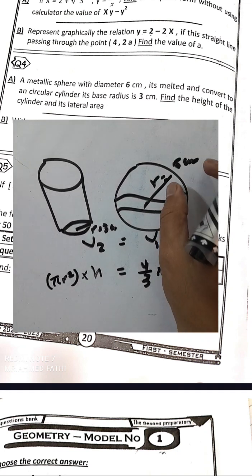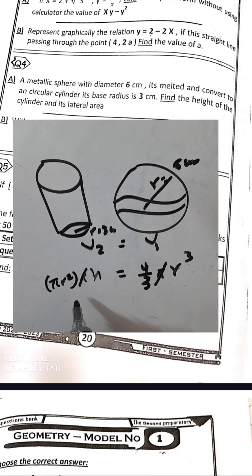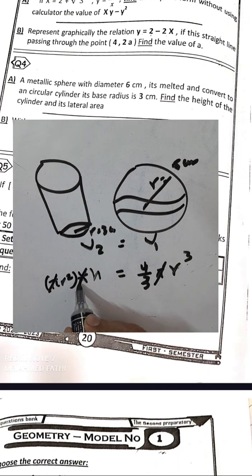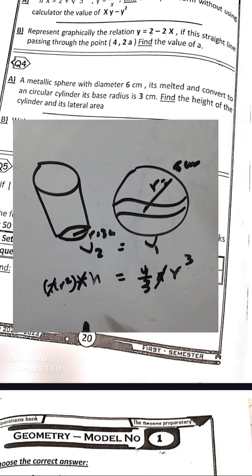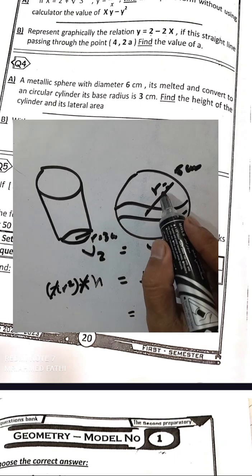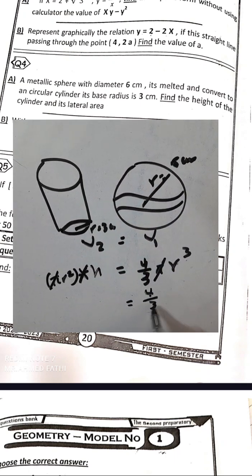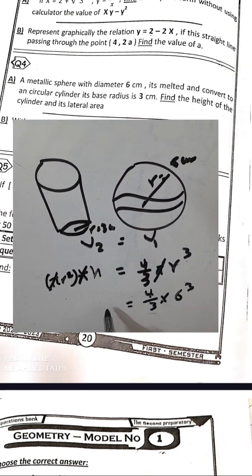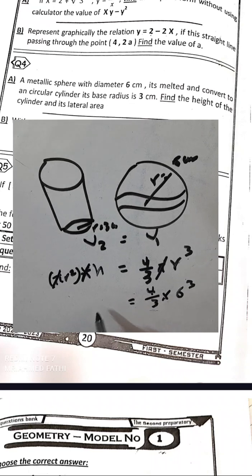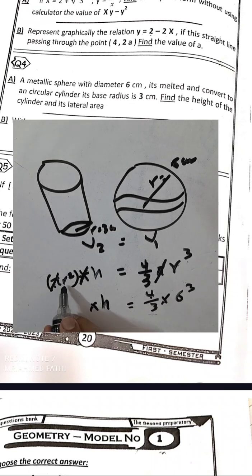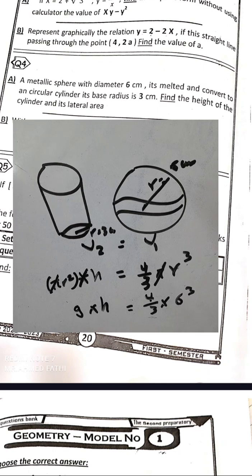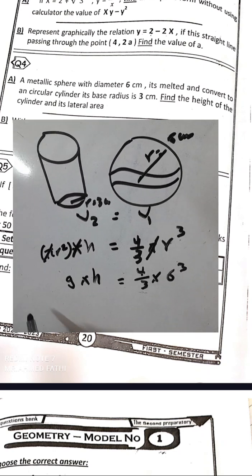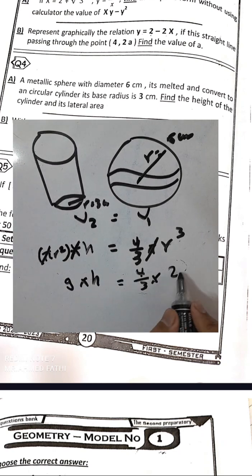He gives us the radius here. You can cancel pi with pi. He gives us the radius of the sphere, 6. Then write 4 over 3 times 6 to the power 3. And we want to find the height. He gives us the radius here, 3. 3 to the power 2 equals 9. And 6 to the power 3 will be 216.